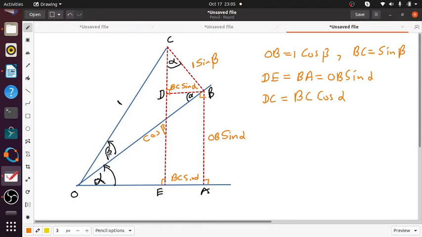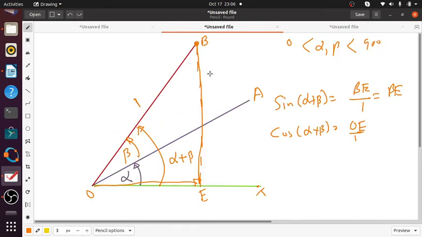Since we already know the trig ratios of beta and alpha, we're going to use this relationship. So we have to construct right angle triangles pertaining to beta and alpha. This is how we're going to go about doing it. For alpha, you can construct a right angle triangle OAB. So alpha is included in this right angle triangle.